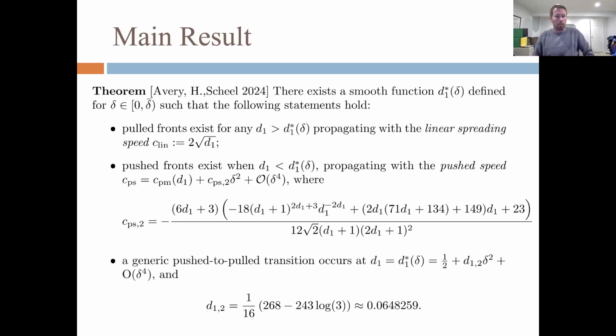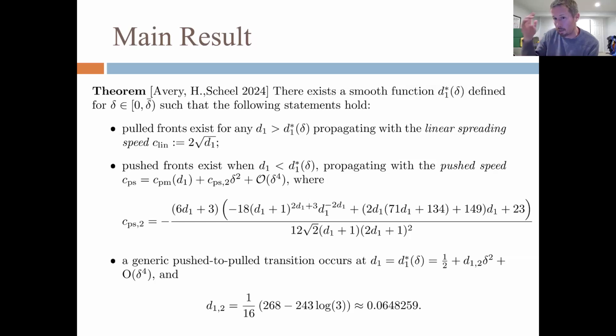Okay. So the main result is that you can perturb these pulled and pushed fronts that you obtain in the singular limit, together with this push to pull transition. And again, what I said is it's kind of fun in this case, because you can compute a lot of things explicitly. So you can come up with explicit but kind of ugly corrections to the speed in the pushed case. You can come up with an explicit but kind of ugly correction to the location of this push-pull transition.